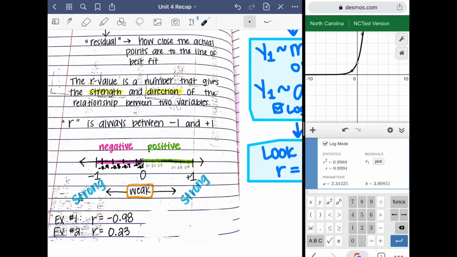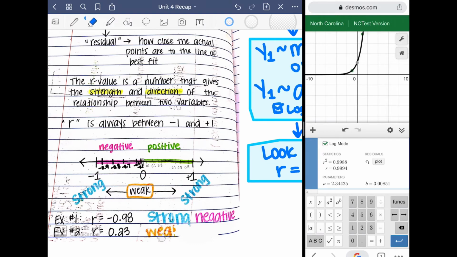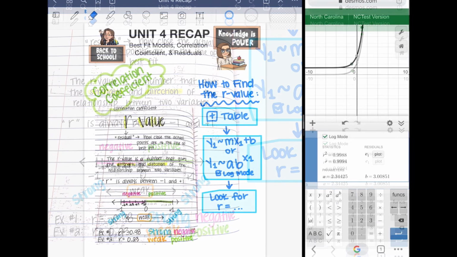But since it has 0.9, 0.9 is very close to -1. So we would say that is strong. So this would be a strong negative correlation. Now example 2, 0.23. This is positive, but 0.2 is very close to 0. So this is going to be weak. But since it's positive, it's still positive.